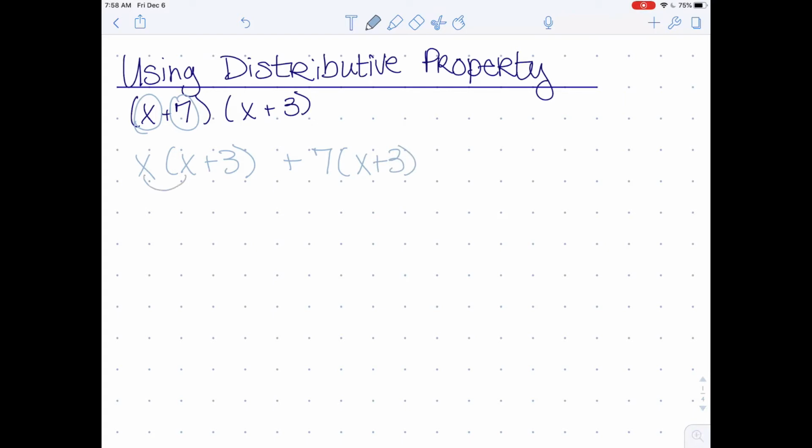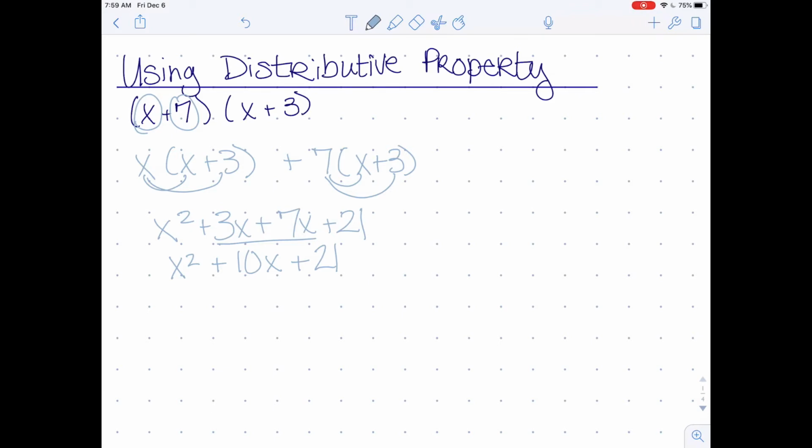So x times x is x squared. X times 3 is 3x. Plus 7 times x is 7x. 7 times 3 is 21. And then we can add 3x plus 7x is 10x. So our answer is x squared plus 10x plus 21.